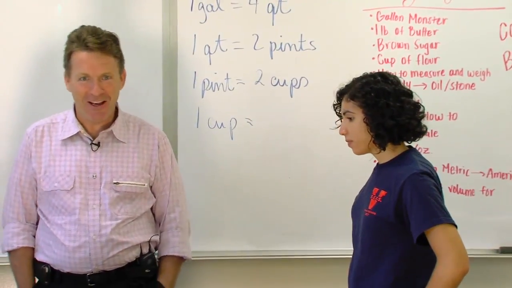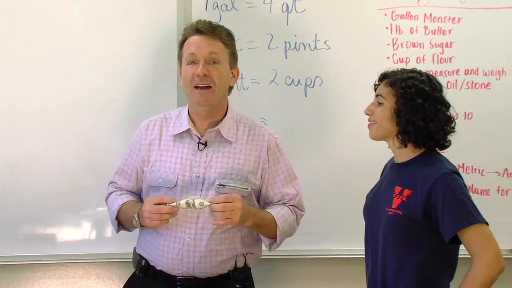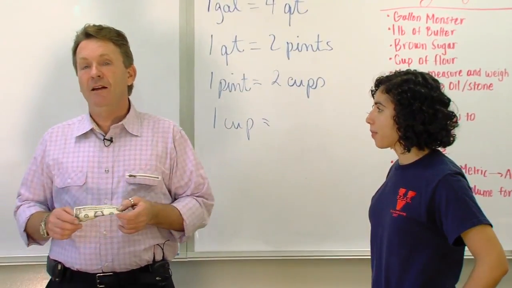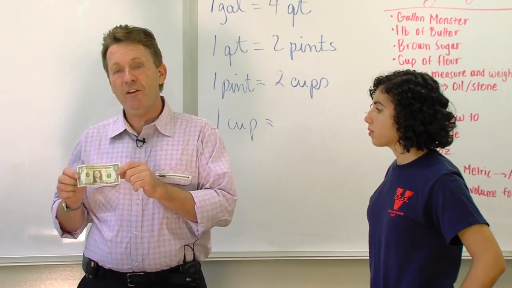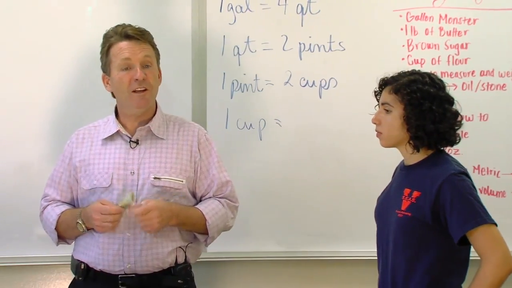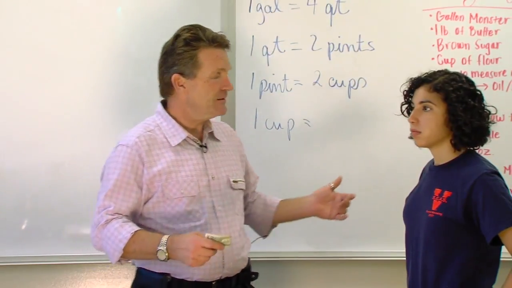I'm looking for something, right? Yes, there it is, my $1 bill. And I explain it through money. As simple as this. Metric is a system where we use units of 10. So the question to my student is, how many dimes are in a dollar? And the answer is? 10.